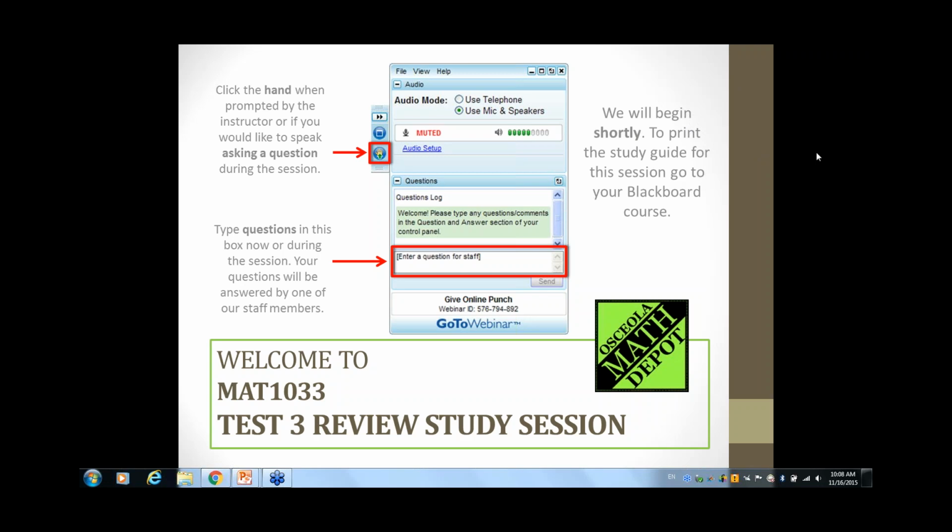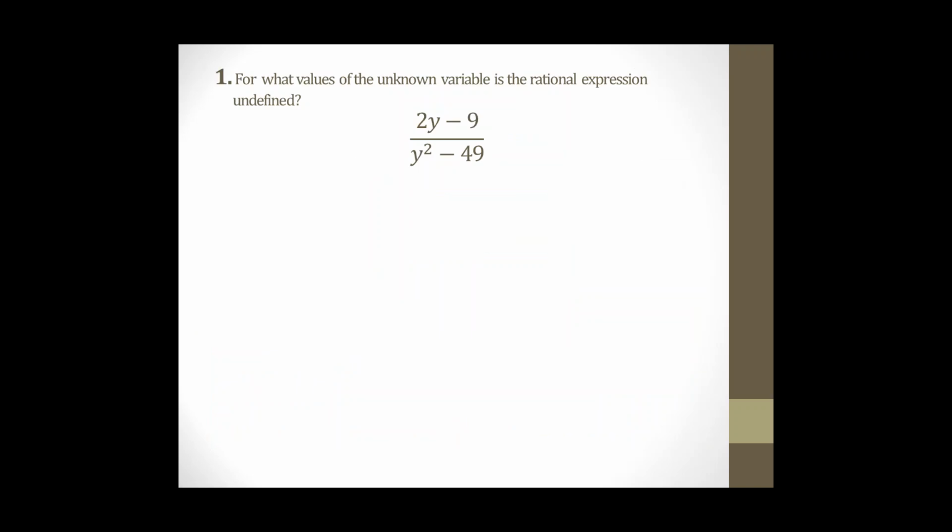We can start. I'm going to go to my first slide, which means my first question for this online study session. Thank you so much for joining us today. This is the first question. I hope you guys printed out your guide and had a chance to start doing the problems yourself. This question says, for what values of the unknown variable is the rational expression undefined?